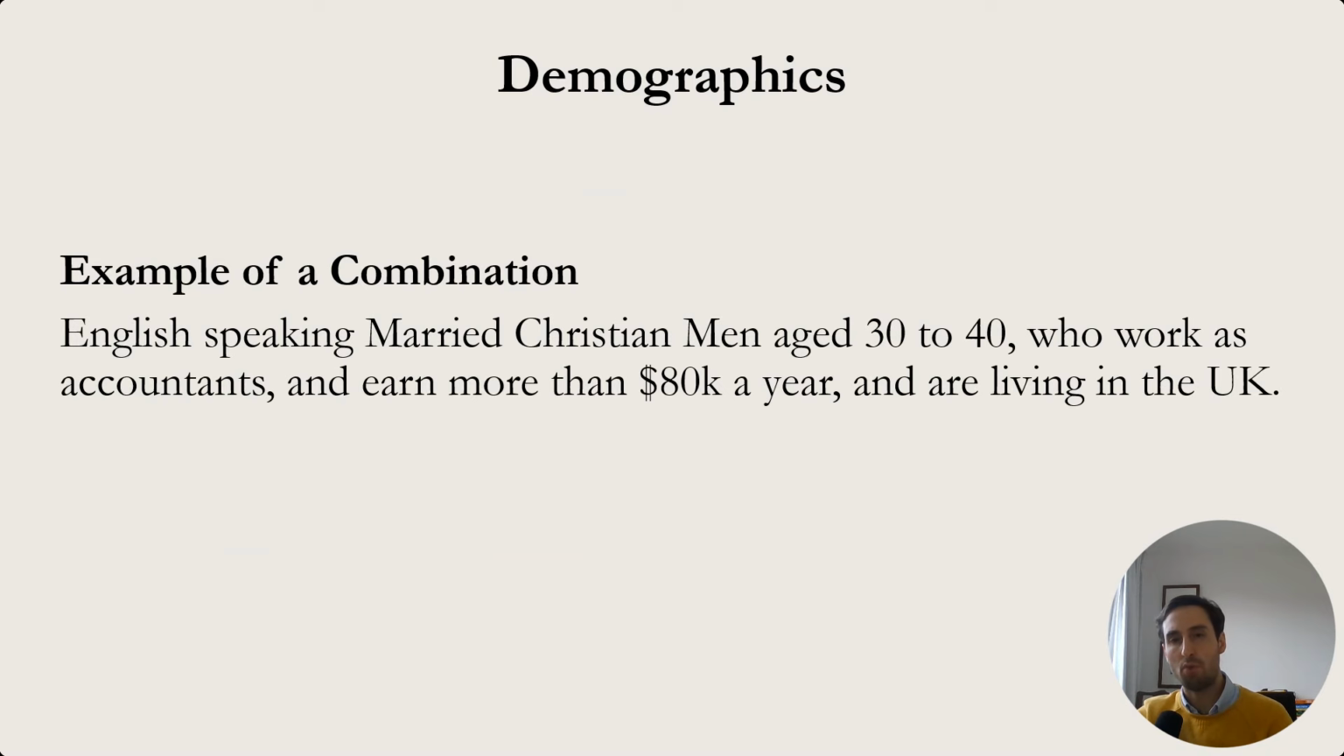So this is a good example of how you can combine these several types of demographics to create a very specific target market. It needs to be as specific as shown in this example in order for you to stand out. For example, imagine you target English speaking married Christian men aged 30 to 40 who work as accountants and earn more than 80K a year and are living in the UK. Being so clear about who it is you're serving will make all the difference. And to do that, we need to answer all the demographic questions.